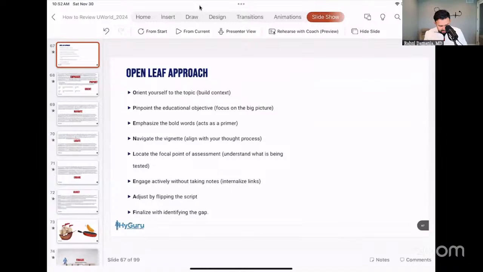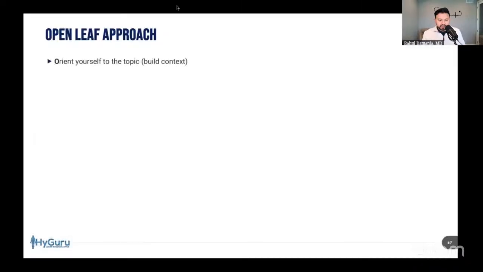All right, let me go ahead and delete this and go back to from current so we have this. All right, first thing that you want to do is orient yourself to the topic. The topic is usually at the bottom of your screen when you get to a question explanation. This helps you build context. Oh, this was a question from my OBGYN clerkship. Oh, this is a question related to pathology, for example. P, you want to pinpoint the educational objective. Focus on the big picture. The educational objective, when I write test questions, I start with an educational objective. I want to assess you on this specific aspect.